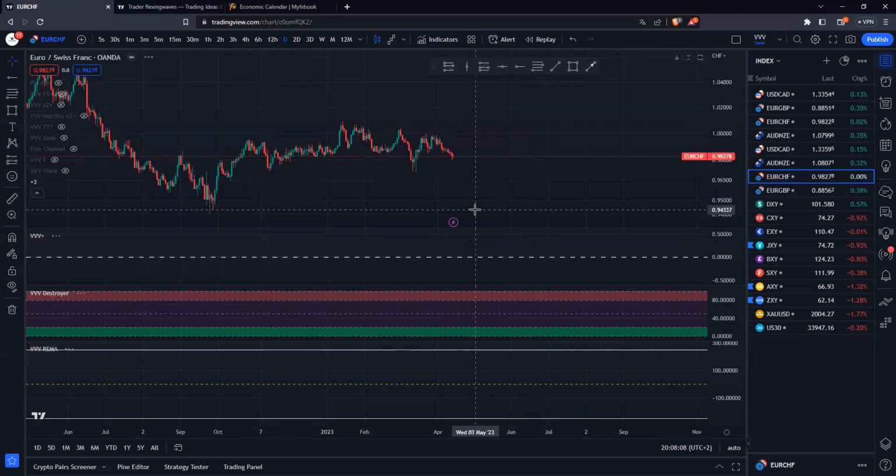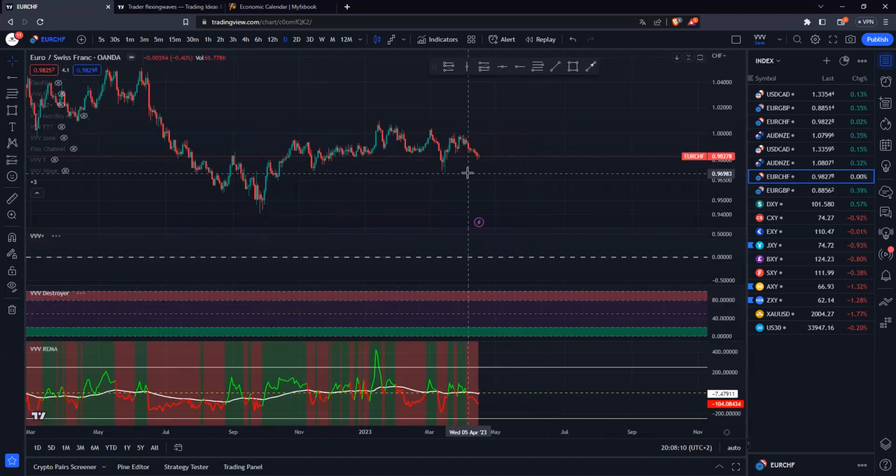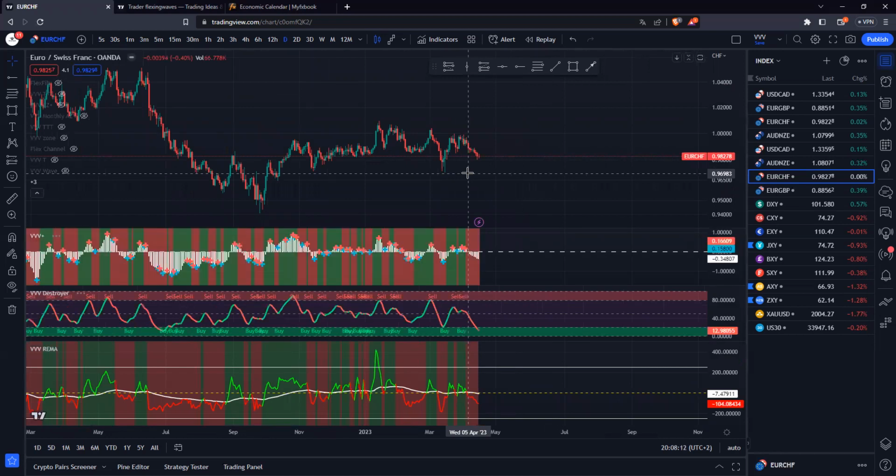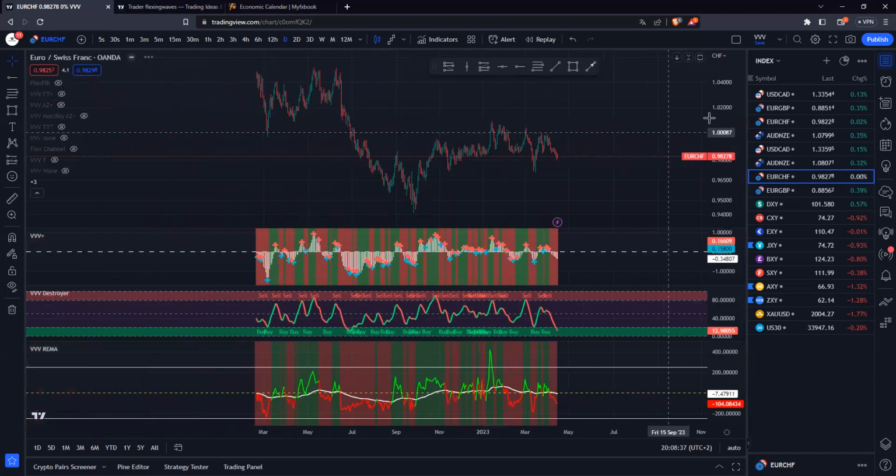Okay, Euro CHF. The Euro CHF looks quite bearish to me, but on the destroyer, we are at the bottom, and I don't like to see that. But this is also in something like a ranging mode. If you see where the lows and the highs are, I want to see this box break first, and if it breaks, then we can move on.